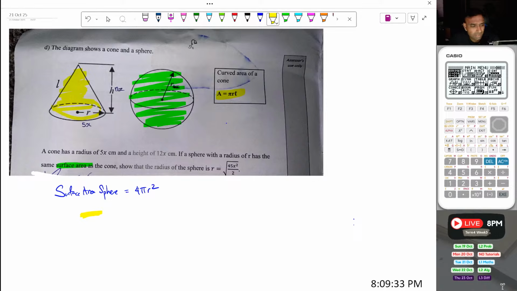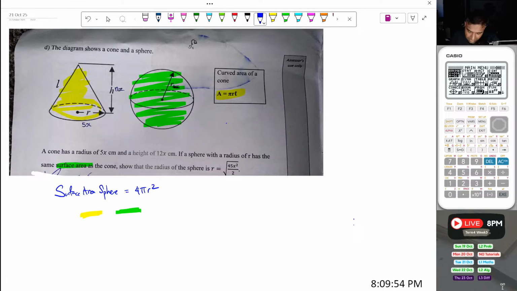Yeah, I feel like this question is actually written slightly wrong. They should have said just the same surface area as the curved area. Did they mention that anywhere? Oh, that stinks. All right, so we're going to do just the yellow part then. We're not actually looking at the bottom circle part. So the yellow part should equal the green part.